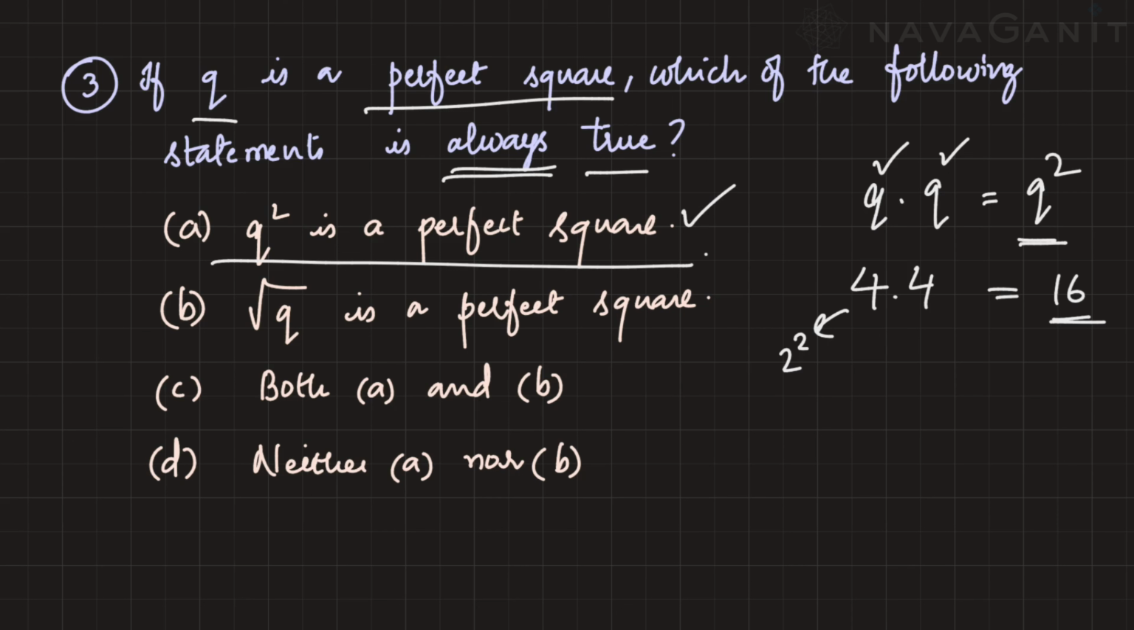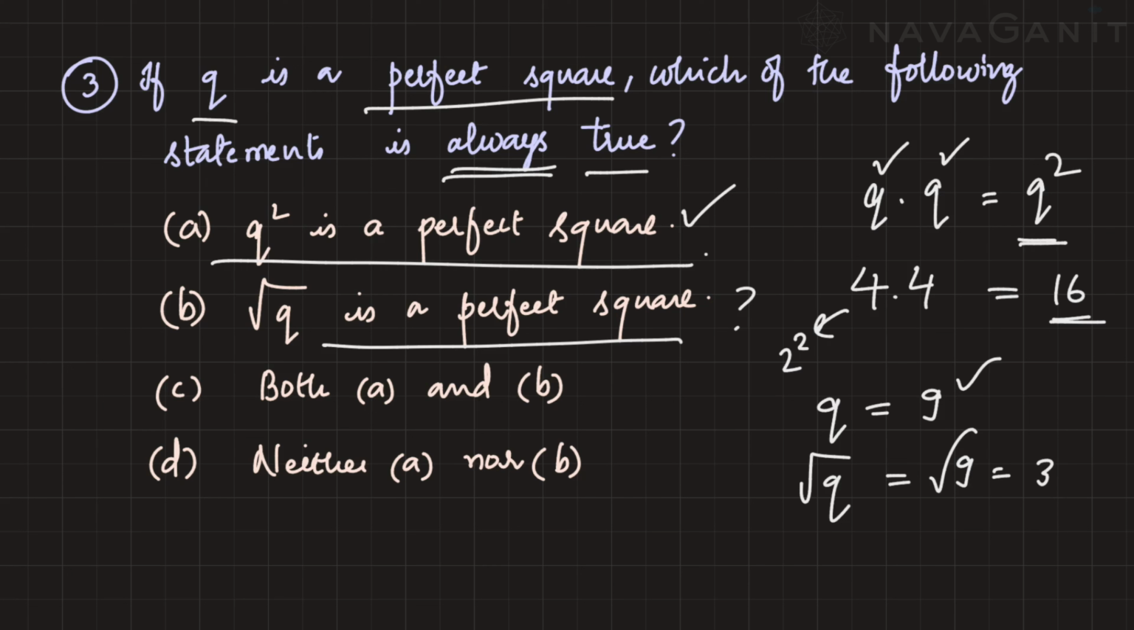Square root of Q is a perfect square. Is this statement true or false? See, say Q equals 9. Now 9 is a perfect square. The square root of Q is square root of 9, which is 3. 3 is not a perfect square. So square root of Q is a perfect square is an incorrect statement because it may not always be true. And we are asked which statement is always true. So the correct answer is option A.